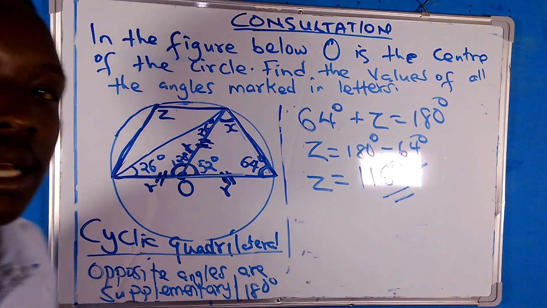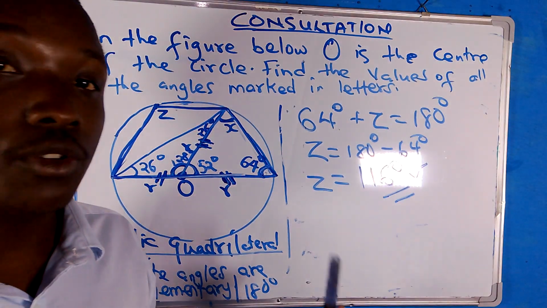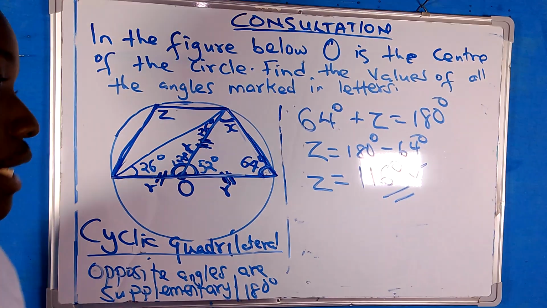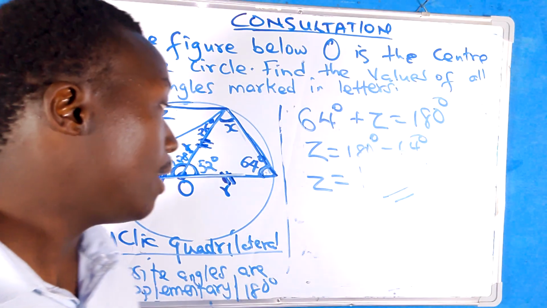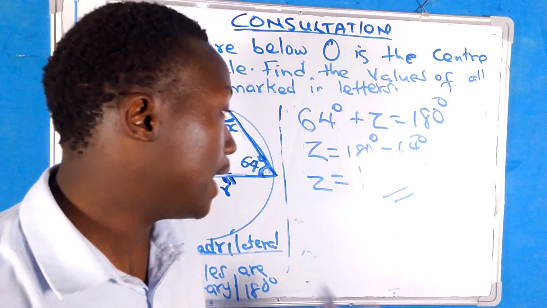So that is how we determine the three angles X, Y, and Z. I hope you have been able to internalize the question. Those are the angle properties of a circle which we apply to get the solution for this.